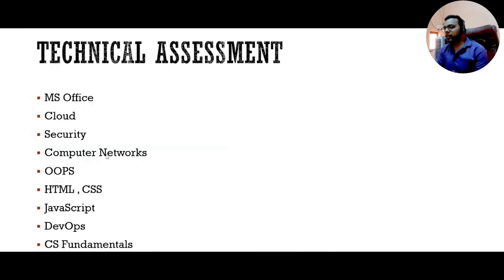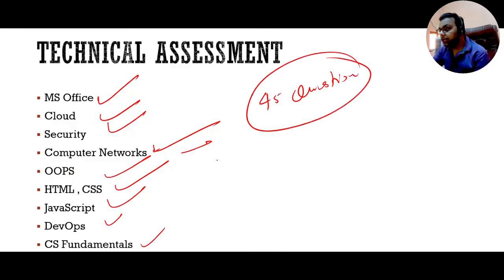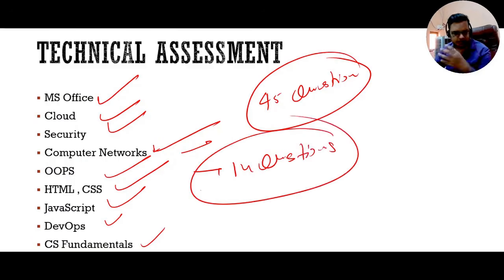Now coming to the technical assessment. The technical assessment will contain MS Office, cloud, security, computer networks, OOPS, HTML, CSS, JavaScript, DevOps, and CS fundamentals. Most of the questions you will get are from computer networks. There will be a total of 45 questions, and around 14 of them will be from computer networks only. It will be divided into some subtopics, but overall the 14 questions come from this one topic.